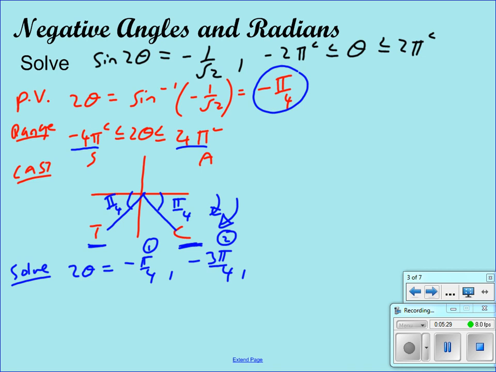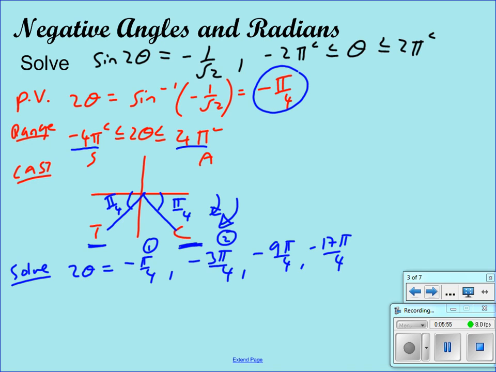So again, as always, I take my first solution, then add and subtract the period. The period is 2 pi in sine, so that would be 8 pi over 4. If I subtract 8 pi over 4 from this first one, I get minus 9 pi over 4, which is in range. I'll subtract the 8 pi over 4 again, so that's minus 17 pi over 4. Is that in range?